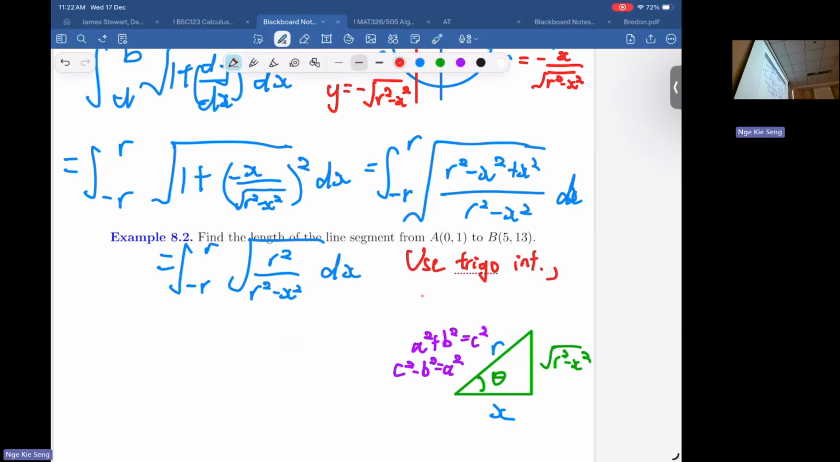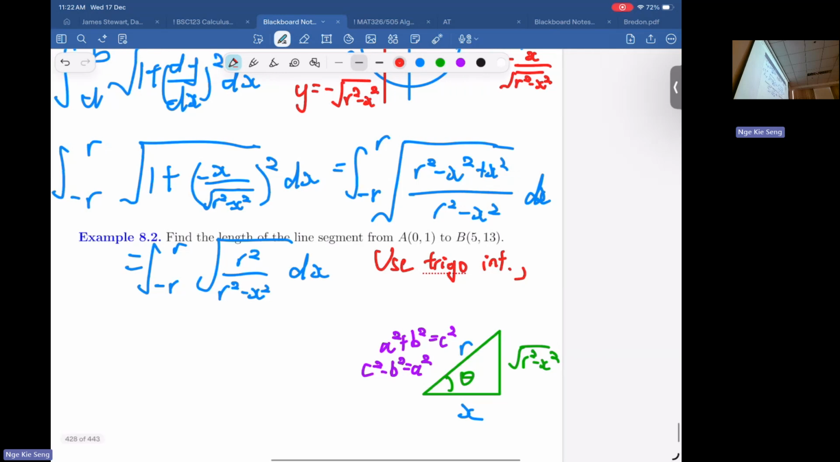So actually I set adjacent over hypotenuse is cos, right? So x equals r cos theta. Okay, so this is coming from cos theta equals adjacent over hypotenuse, like that. Then dx becomes minus r sine theta d theta. Okay, so far so good.